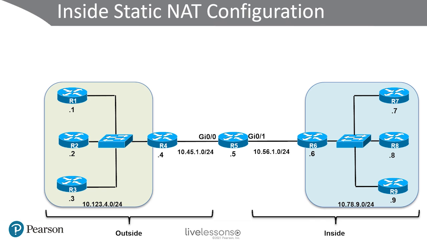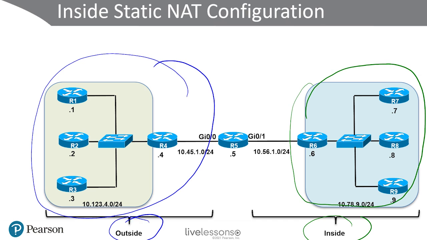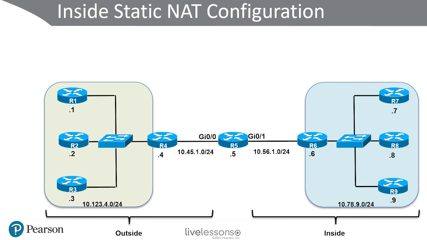I provided a topology with 9 routers, which will be used throughout the lessons of NAT. R1, R2, R3, and R4 are all considered outside routers. R6, R7, R8, and R9 are all considered inside routers. R5 will be the router that is performing network address translation. The Gig0/1 interface will be the inside interface. Gig0/0 will be the outside interface.